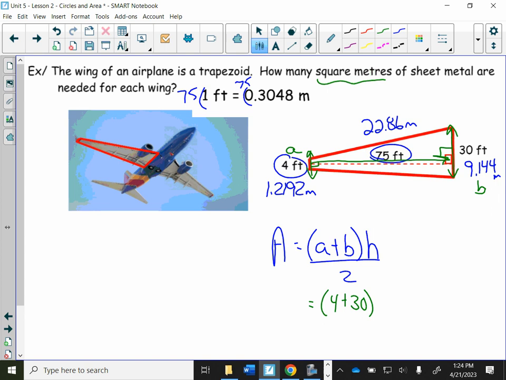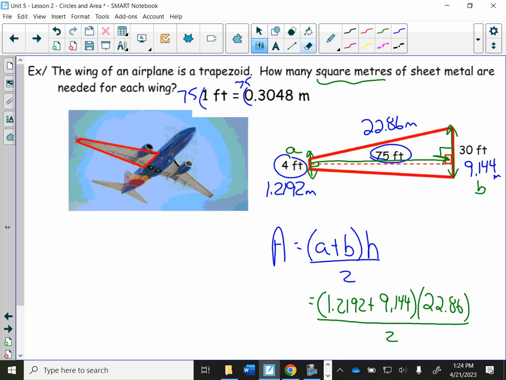Okay. Oh, why did I use 430? We're doing meters, Mr. Casella. Okay. How about 1.2192 and 9.144 and a height of 22.86, all divided by 2?